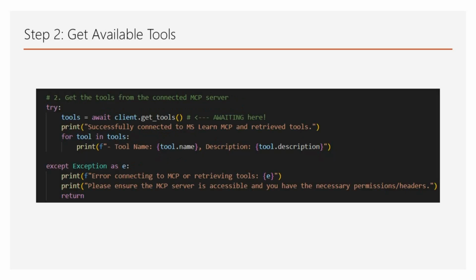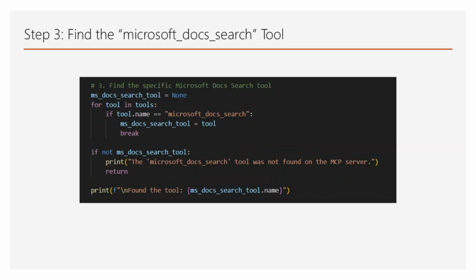Using the getTools function, we fetch the list of tools available from the MCP server. This includes everything exposed for semantic search and more. Now we loop through the tools to find the one we're after, Microsoft Docs Search. This is what enables our doc querying capability.